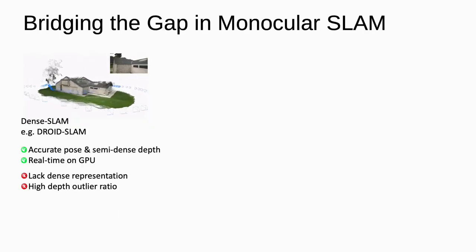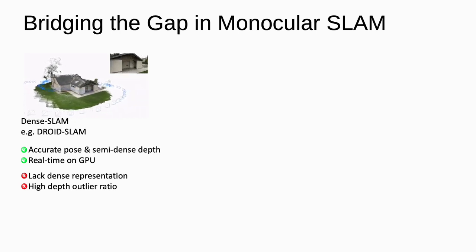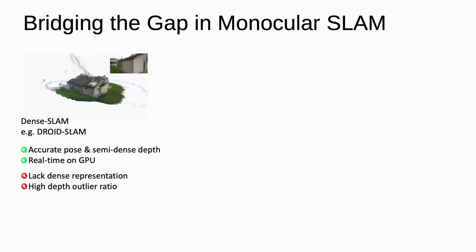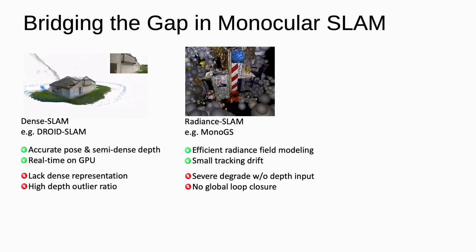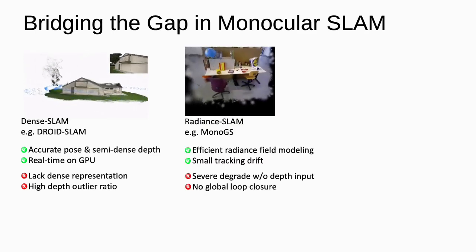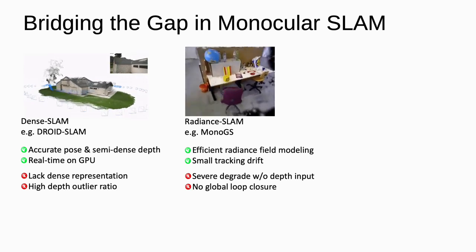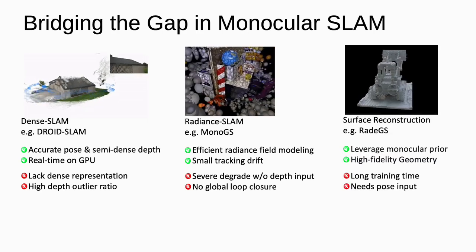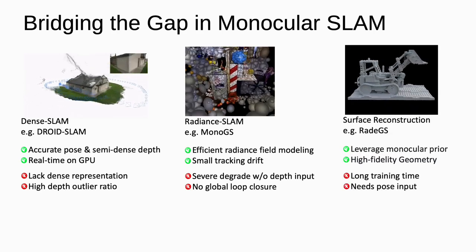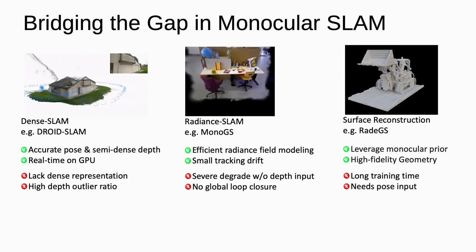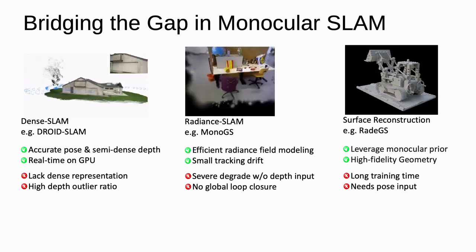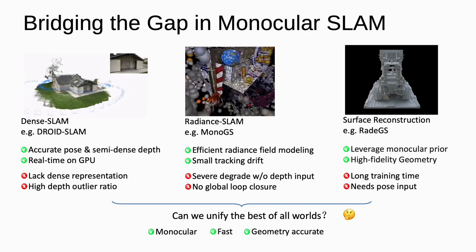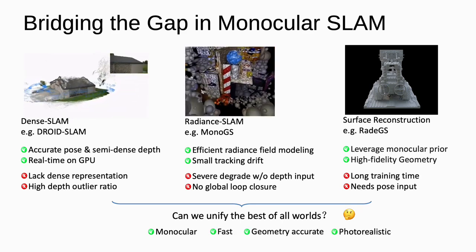Dense Visual SLAM focuses on geometry and achieves real-time tracking and mapping. However, it struggles with rendering quality and suffers from high depth outlier rates. Radiance-based SLAM excels in visual quality using radiance field representations, but often lacks accurate geometric maps, requires a depth camera, and lacks loop closure. Monocular reconstruction methods combine rendering and geometry using monocular priors but are offline and computationally heavy, unsuitable for real-time SLAM. None of these approaches fully satisfies the demands of real-time operation, geometric accuracy, and visual realism.